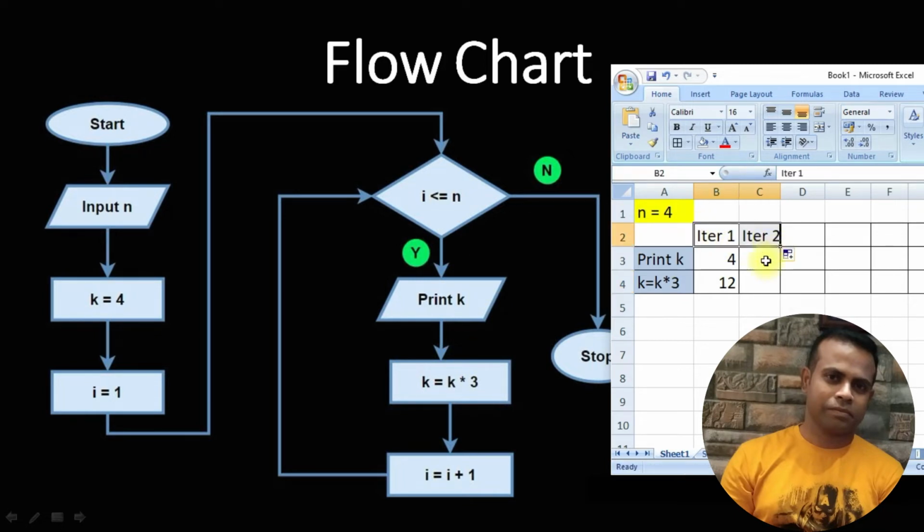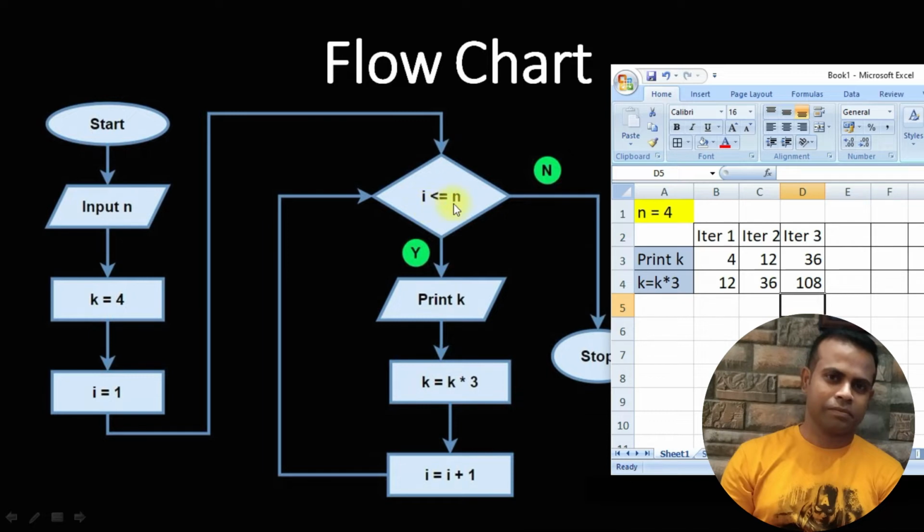This is my second iteration, and here it will print the k value. Previously k was set to 12, so it will print 12, and again it will set k with k into 3. So 12 into 3 is nothing but 36. Then it will increment i by 1, so now it is 3. It checks 3 less than or equal to 4, yes, so this is my third iteration, and in the third iteration it will print the k value, which was previously set as 36. It will print 36, and again update k with k into 3, that is nothing but 108.